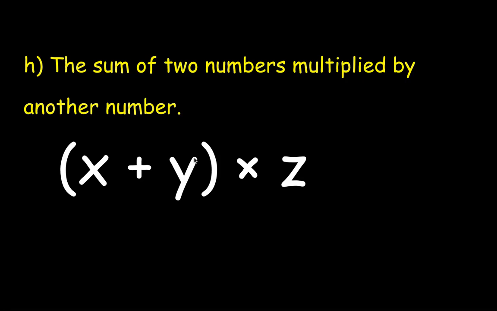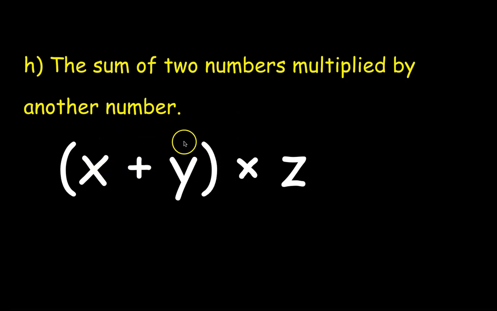Right, there's the sum of two numbers, x plus y, multiplied by another number. I've chosen z. Now, remember we said we always try and get rid of those multiplication signs. This might look weird to you, but it can be done in algebra. We can go x plus y and just take the multiplication sign away.